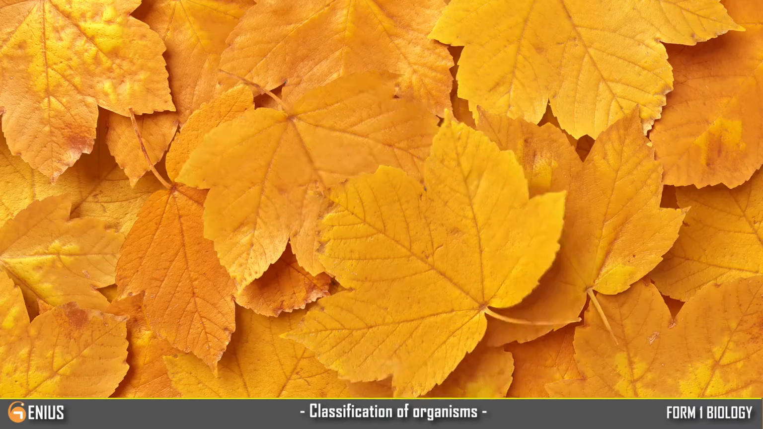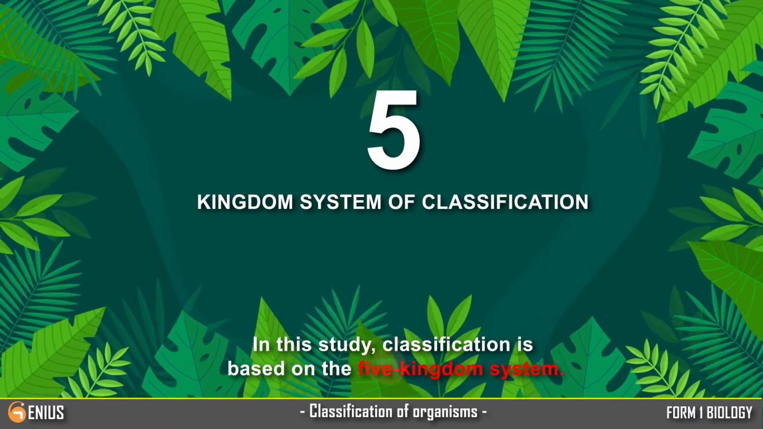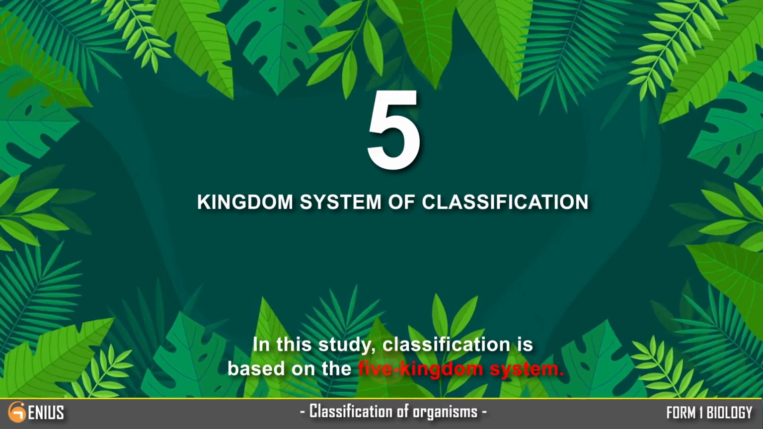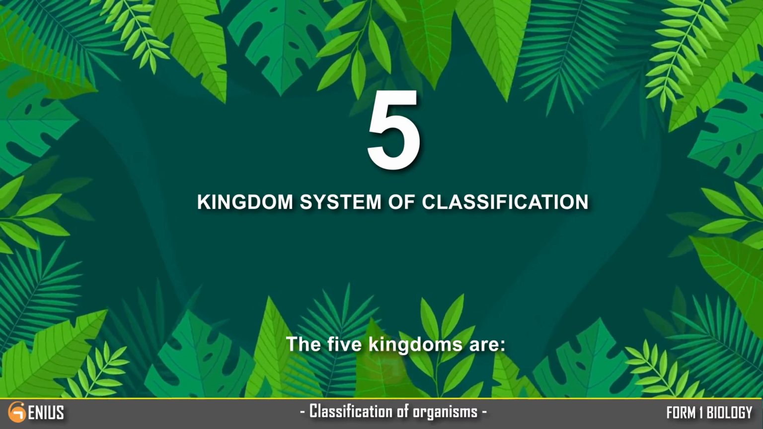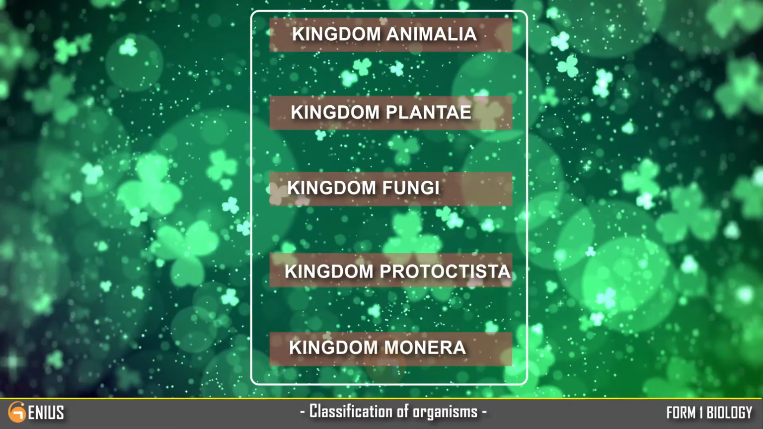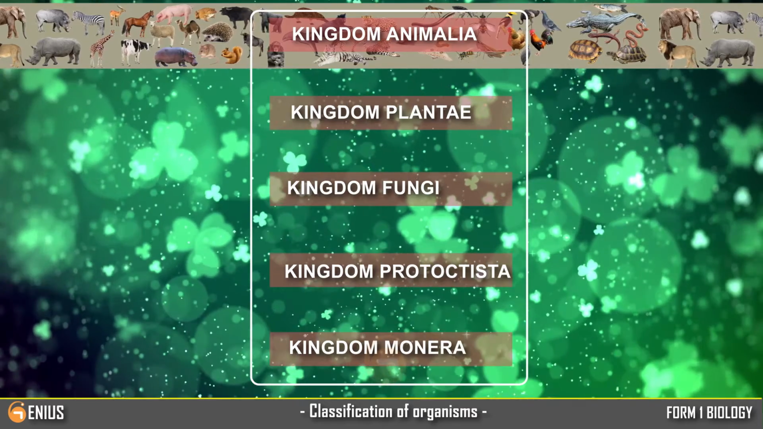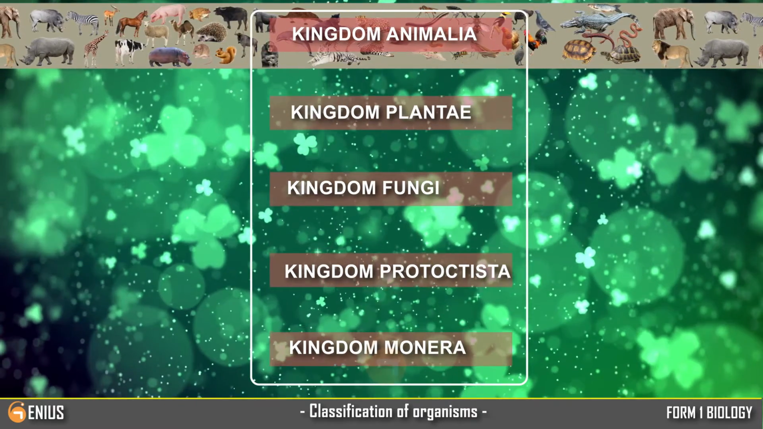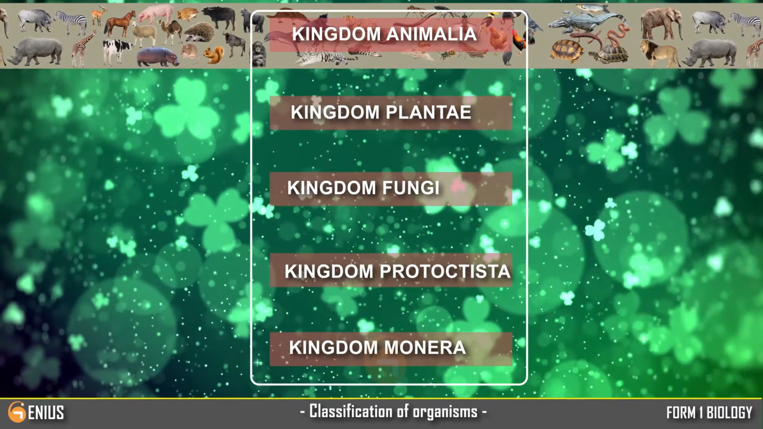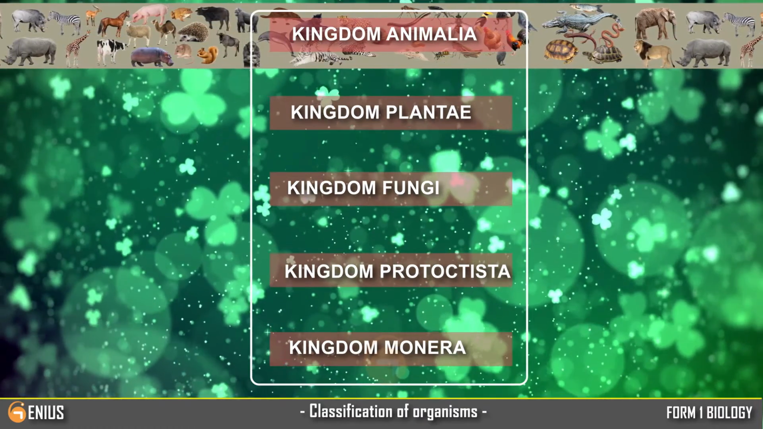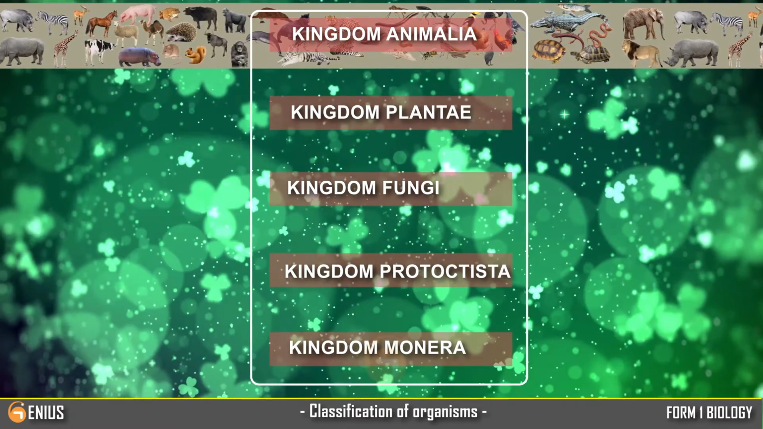In this study, classification is based on the five-kingdom system. The five kingdoms are: Kingdom Animalia. Members include human beings, animals like elephants, buffaloes, lions, leopards, goats, sheep and many others. Insects like bees and butterflies.